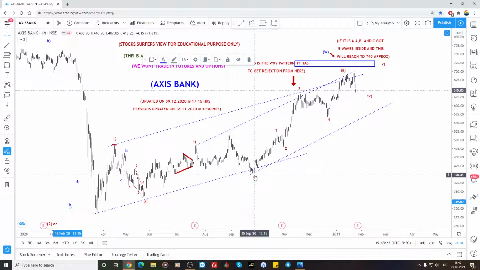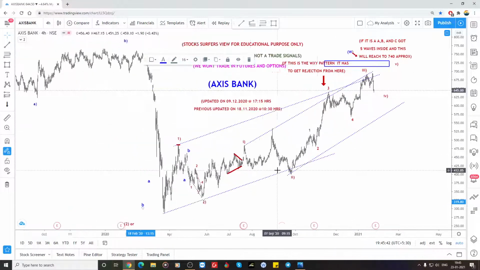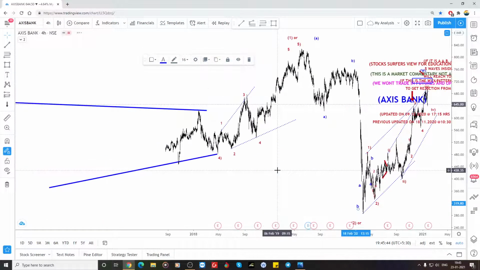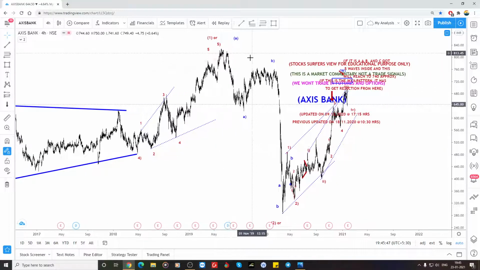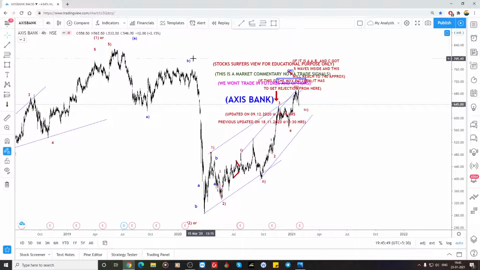This is a running flat, or the expanded flat, of wave 2. 1, 2, 3, 4, 5 as a 3 is completed. So one more fourth and one more fifth has to go above high. After this is a wave 1, this is a wave 2, and it has to be third, fourth and fifth. So anything we can do. And ICICI Bank, it's already broke the high, but in Axis Bank it's not yet did.